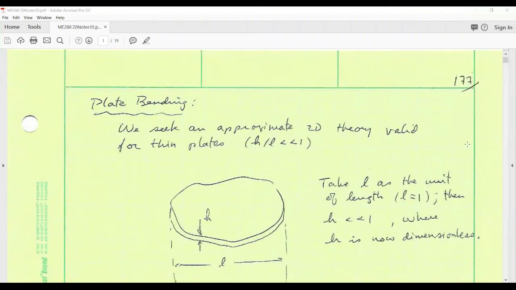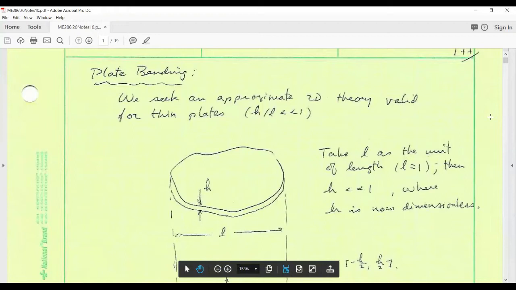Okay, this week I'd like to devote lecture time to discussing this problem of deriving an approximate two-dimensional model for the elastic plastic deformations of thin plates. So this is a problem in structural mechanics.